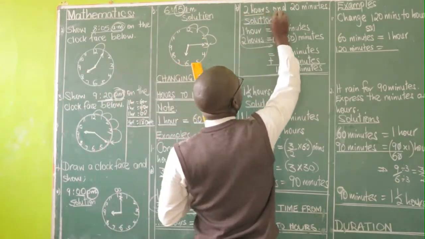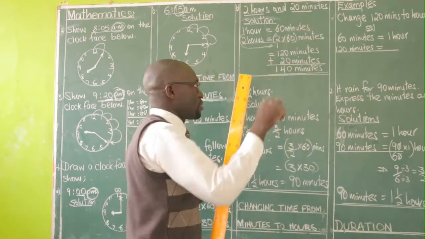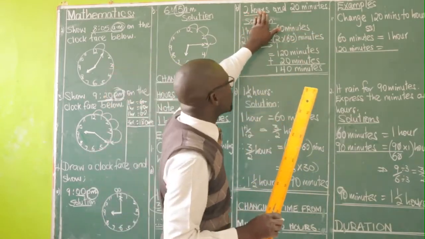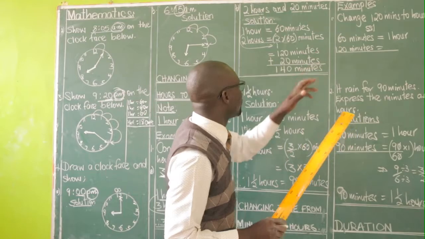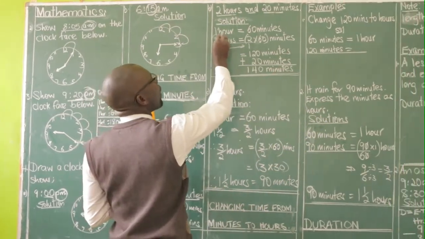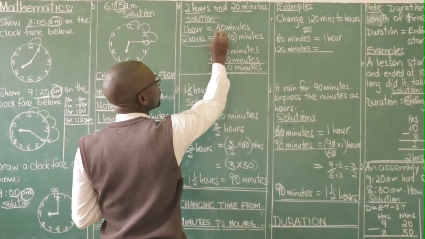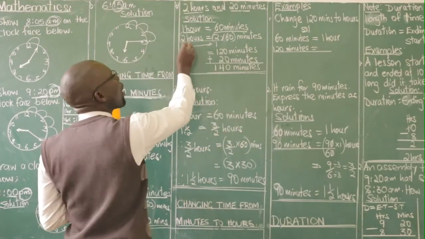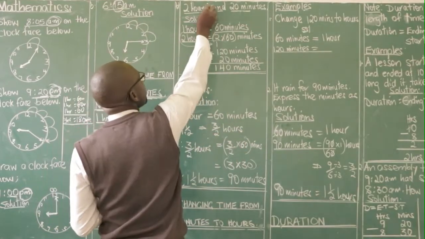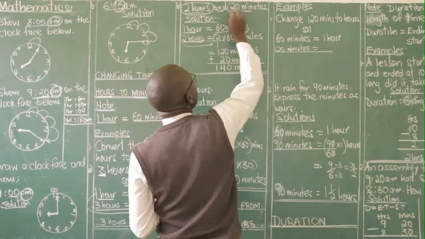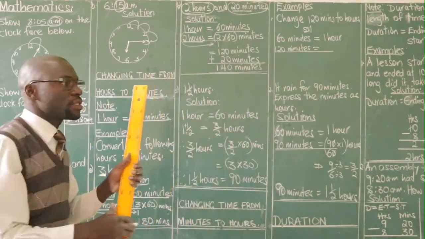Changing 2 hours and 20 minutes to minutes. We have a solution here. 1 hour is equal to 60 minutes. How about 2 hours? Let's first deal with 2 hours, and then these other minutes we shall just add on to the minutes that I need.